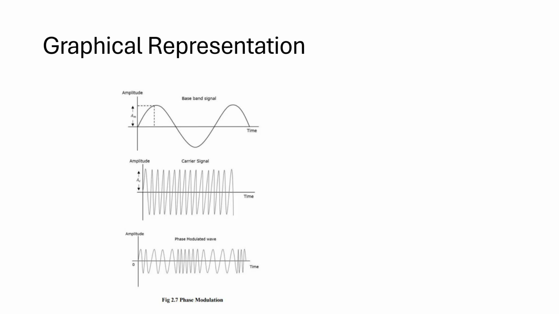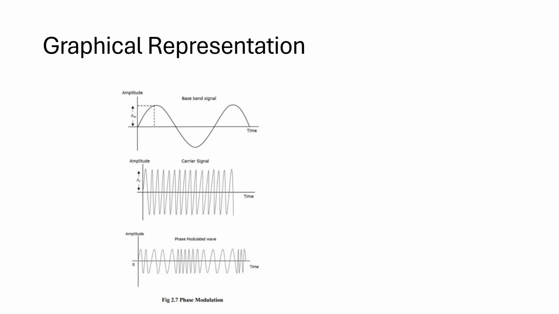The second one is the carrier signal. The carrier is also a sinusoidal waveform. It's a continuous time signal, and the signal remains continuous throughout the time duration of t. Since it's a high frequency signal, it has more number of cycles within the same time duration. Now these two signals are passed through the modulator, that is a phase modulator. The output will be the phase modulated waveform.